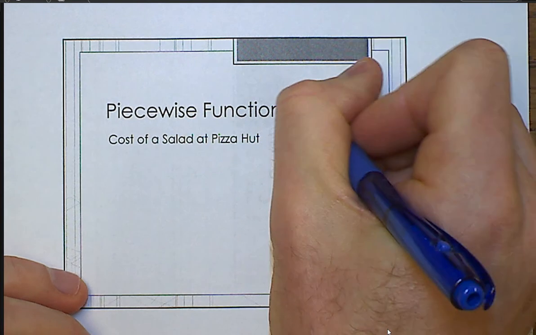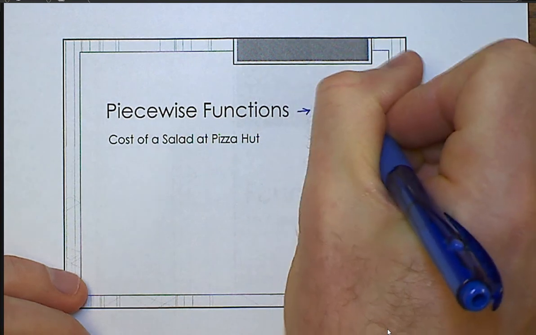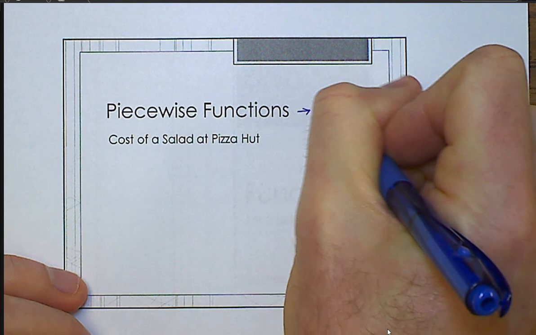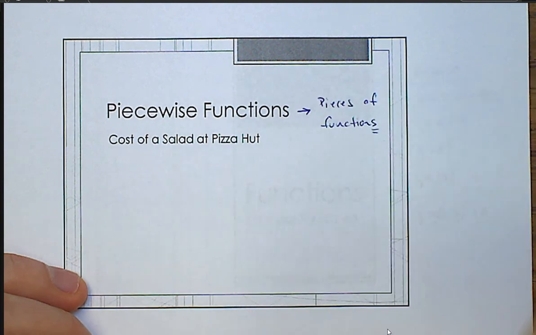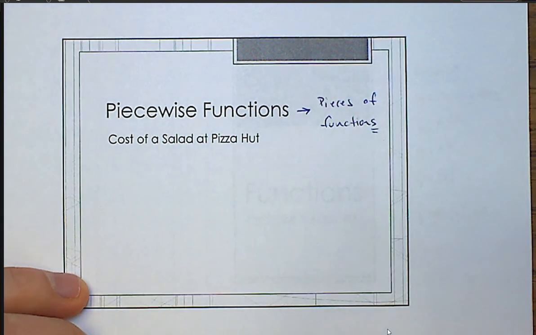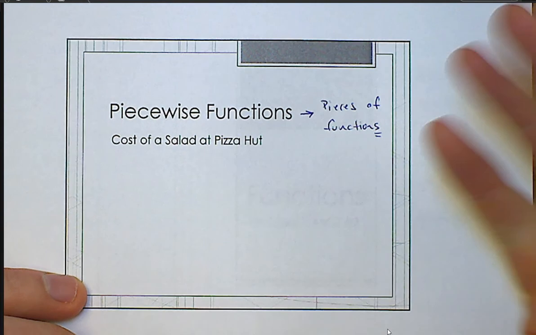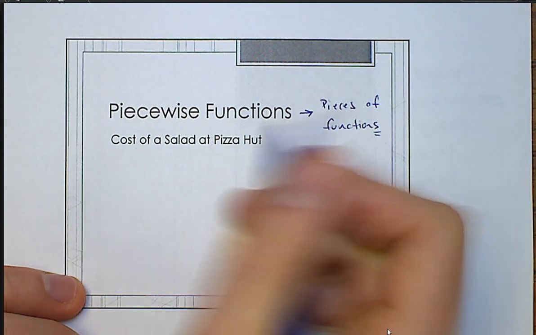It's pieces of functions. Notice I have it plural. So it's pieces of different functions. Here's a real world kind of example. We're not going to graph this one, we're going to set it up. The cost at a salad bar of a Pizza Hut.